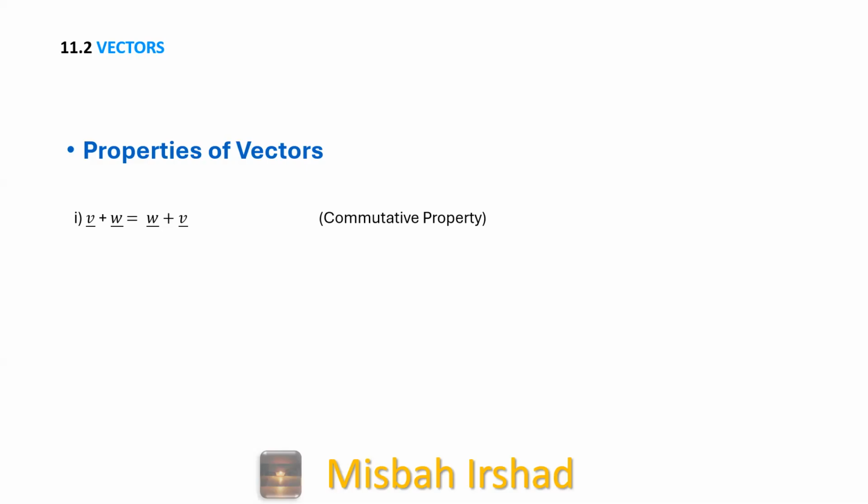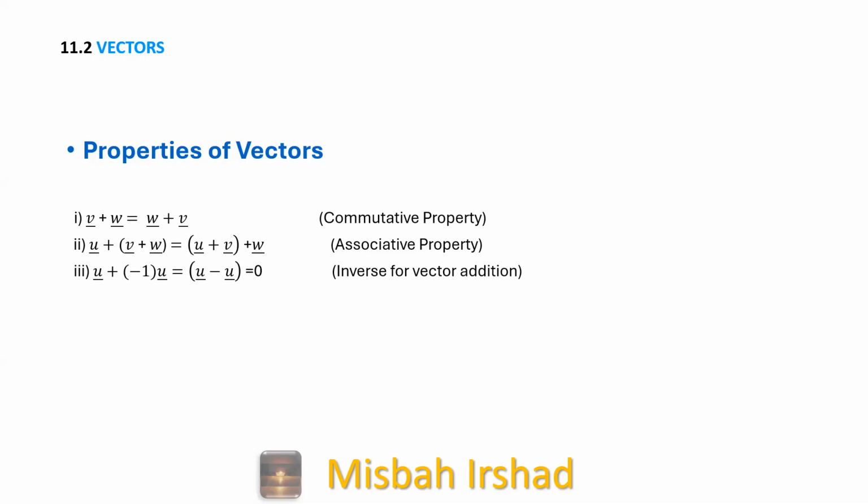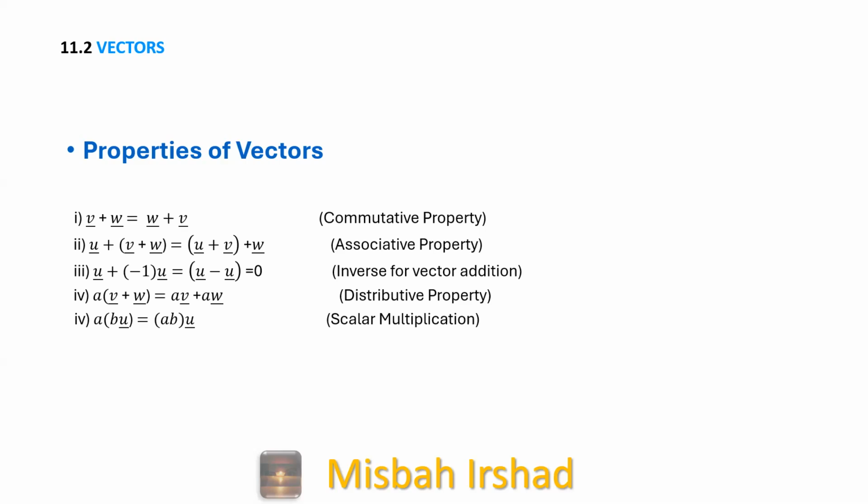And there are a few properties of vectors. This property is called the commutative property: V plus W is equal to W plus V. Similarly, this is the associative property. If we have three vectors and you add them in any order, you will get the same resultant. Then scalar multiplication, the distributive property, and 1 times u is equal to u. So these are the properties of vectors.